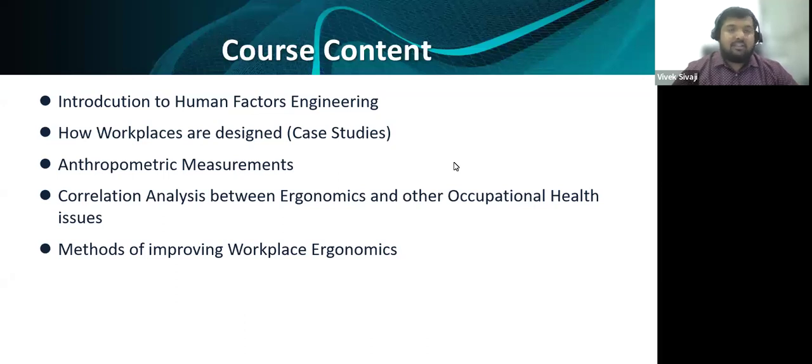Then we'll bring in the anthropometric measurements, a concept often forgotten about in the field of human factor engineering, and we will explain how significant that is in implementing it, and the correlation analysis between this ergonomics and other occupational issues, and briefly talking about certain methods of improving this workplace ergonomics. Now, these topics will be intermingled and will be going throughout the session, right? So please bear with me.